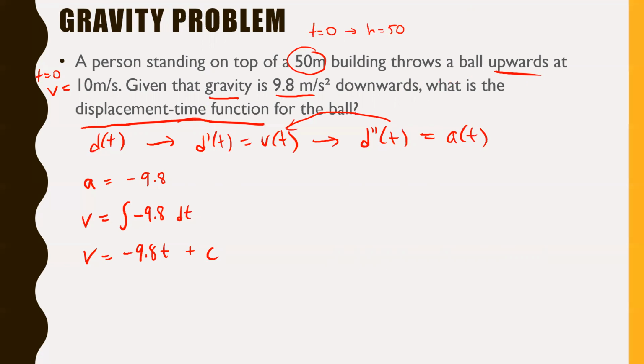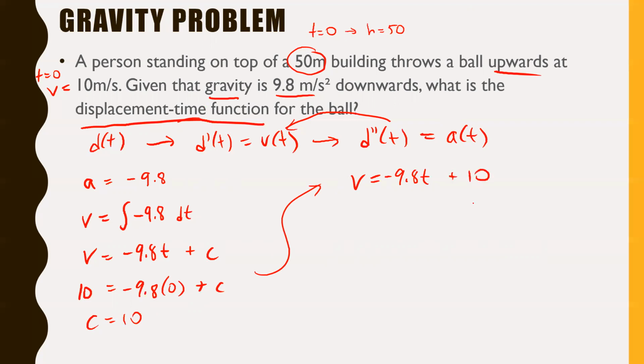Long story short, since we know that upwards velocity at a time of 0, why don't we throw that in here so we can solve for c before we even move on to a displacement function? So what we'll say is 10, positive 10 for our upwards velocity, is equal to negative 9.8 times 0, because it's our initial time, plus c. Pretty simple on this one. You just go negative 9.8 times 0. That'll cancel it out. We can say that c is going to equal 10. So therefore, we can say that our velocity function is negative 9.8t plus 10.